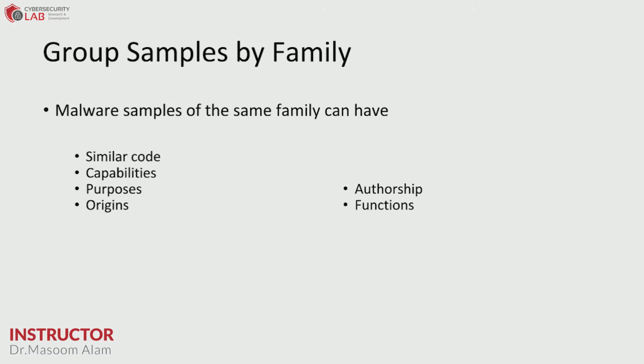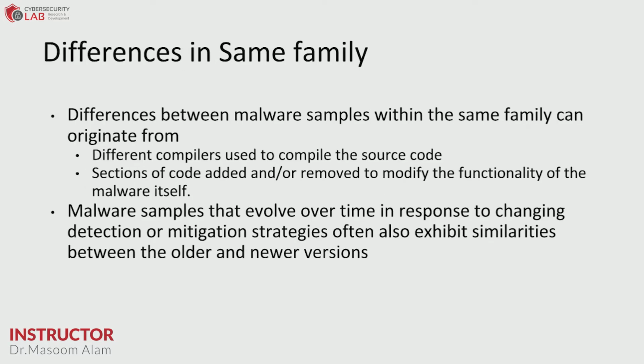Malware of the same family can have similar code, capabilities, purposes, origins, even the authorship and the function names. Differences in the same family can originate from different compilers used to compile the source code, for example, or sections of the code added and/or removed to modify the functionality of the malware itself. So, in a nutshell, malware samples that evolve over time in response to changing detection or mitigation strategies often also exhibit similarities between the older and the newer versions.